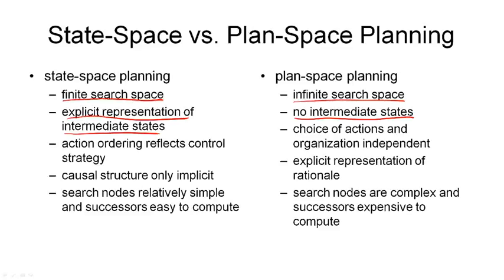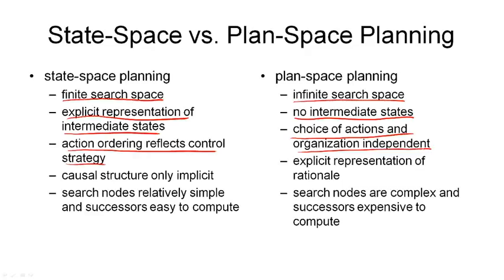Next. In state space planning, the ordering of the actions really reflects the search control strategy that we've been using. Whereas in plan space planning, the choice and the organization that we have in our plan is independent of our search strategy. So in state space planning, we consider one action after another, and the ordering in which we consider them is also the ordering in which they end up in our plan, even if there is no ordering constraint necessary between these actions. In plan space planning, we are much more flexible. In fact, we have seen that in partial plans, two actions in the plan don't necessarily need to be ordered with respect to each other. They can be in parallel.